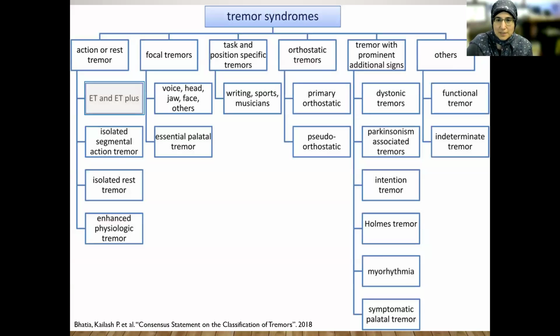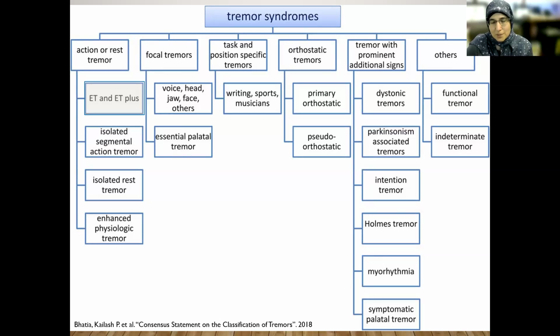So this is a very busy slide, and I don't intend to go over this because it's quite overwhelming. I just want to give everybody an idea of how many different kinds of tremor exist. This is from the classification of tremor that was devised by a tremor task force in 2018. And this is what all of the movement disorder neurologists tend to follow.